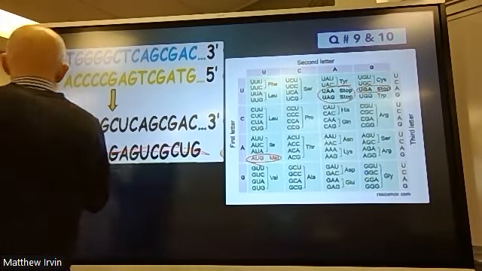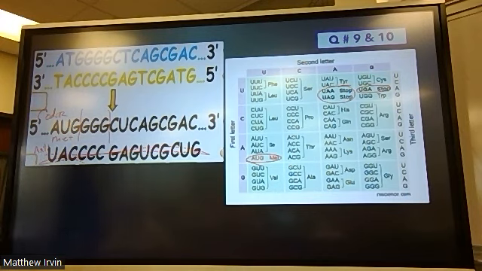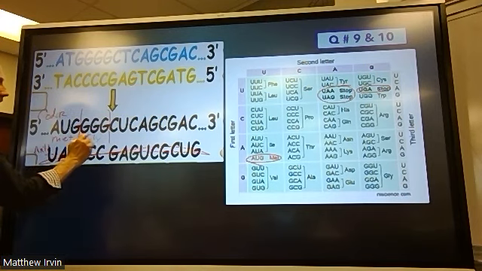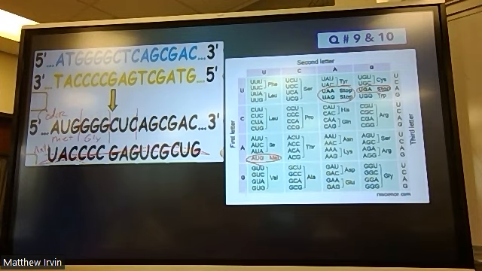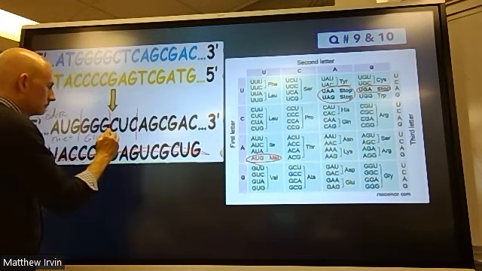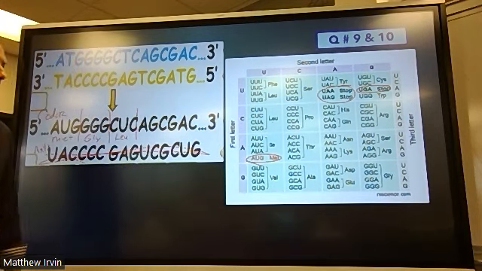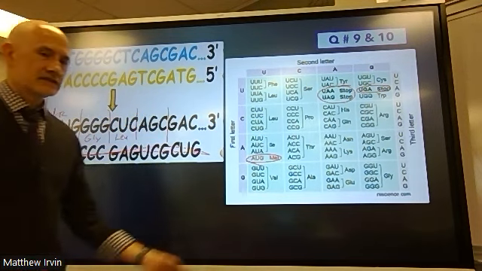So if that is start, what would GGG give you? Bottom right corner. So GLY, so that'd be glycine. CUC, it says it underneath. And then AGC, serine, et cetera, on and on.